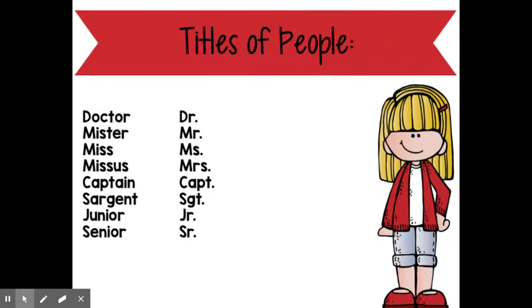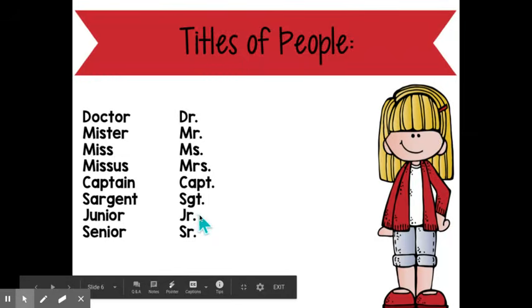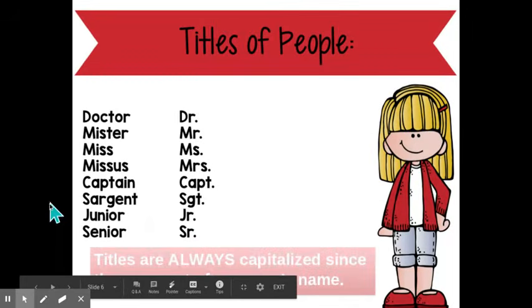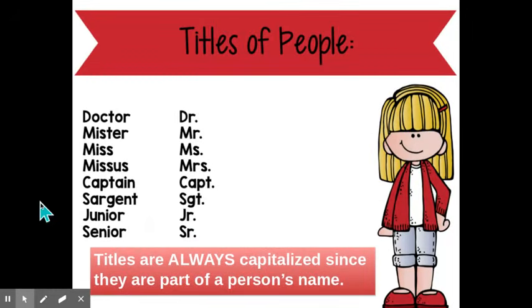You've also got, like I said, ranks in the military or in civil service, like captain and sergeant. You've got words like junior or senior that get added to the end of a person's name if they are the younger or older with the same name. My husband is actually a junior and his dad is a senior. So this one's the younger one and this one's the older one. So you add it to the end of your name. I want you to notice that these titles are always capitalized because they are part of a person's name. And we know that people's names are proper nouns, so they get a capital letter.